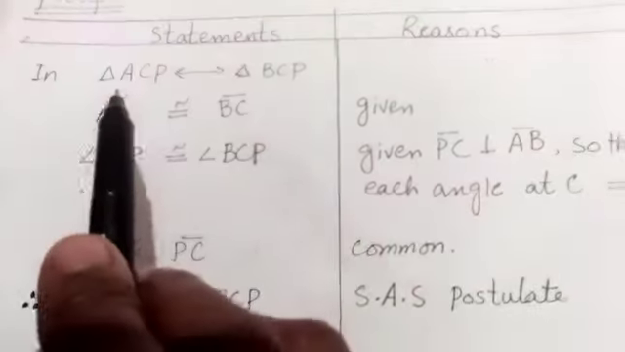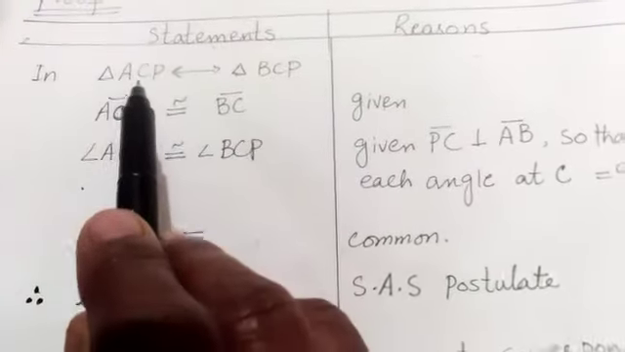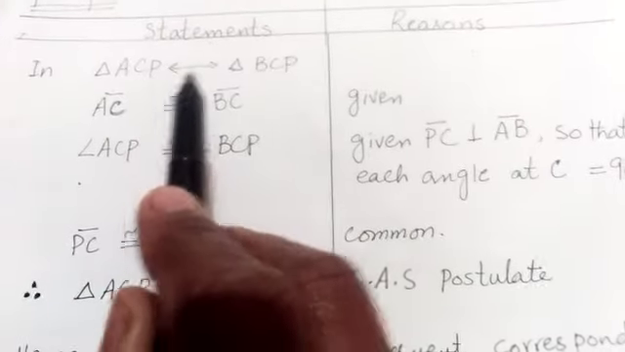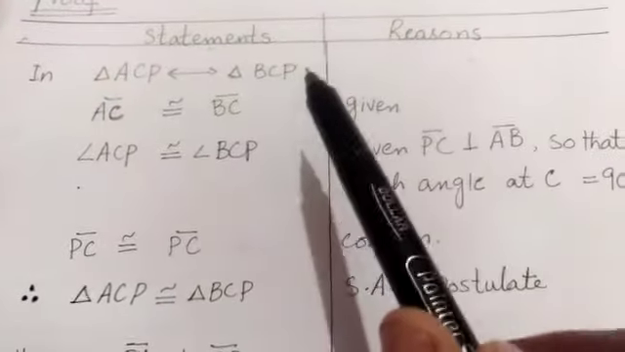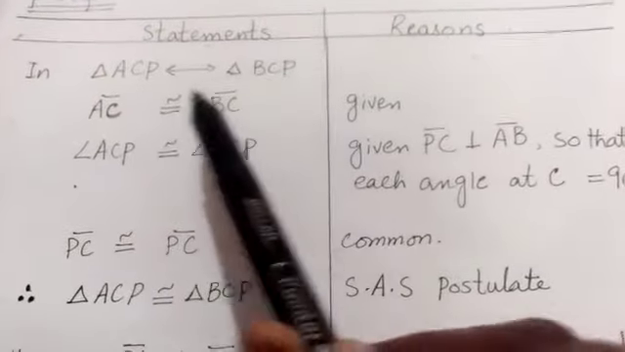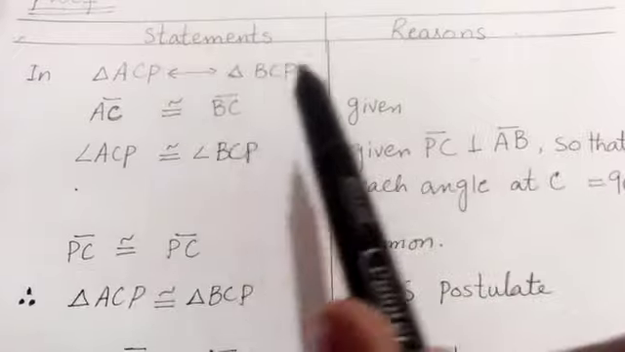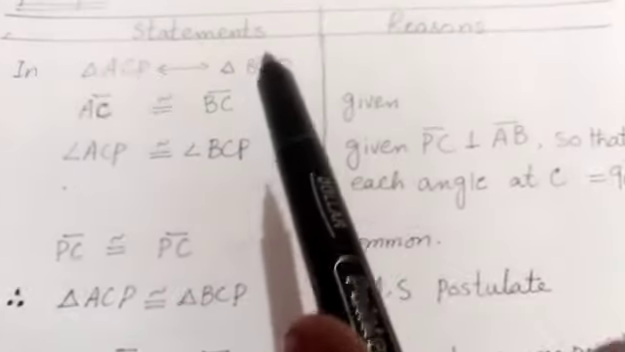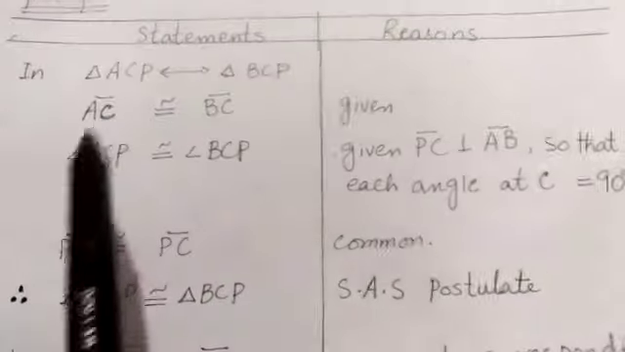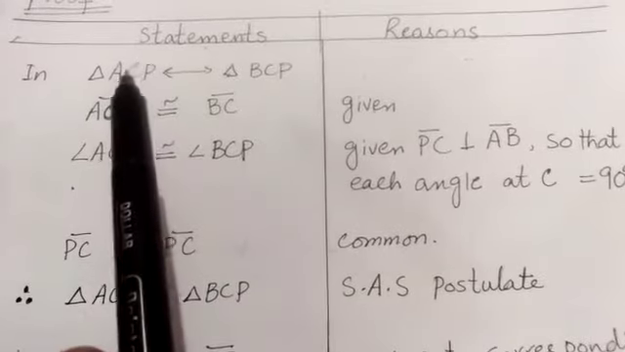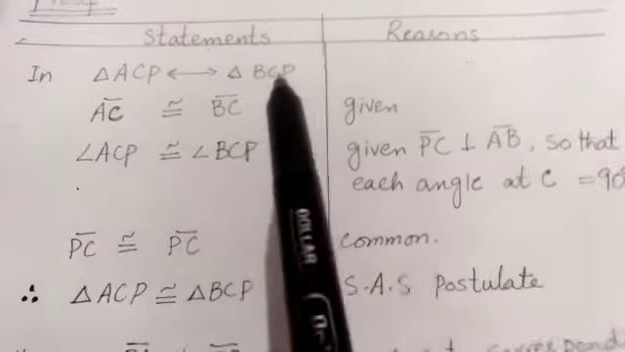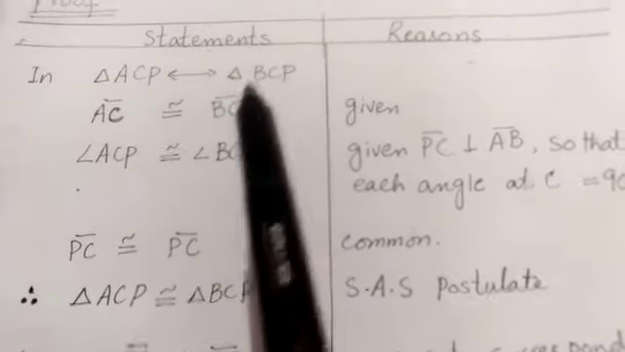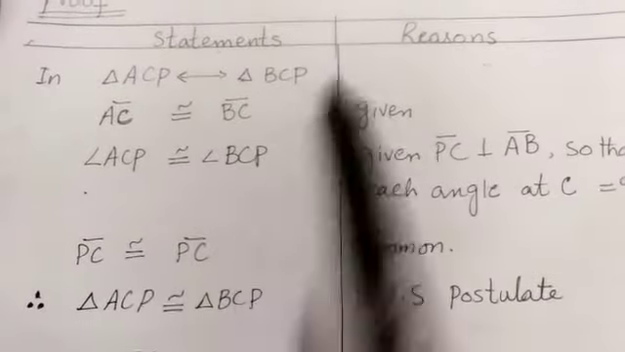So we write here triangle ACP is with correspondence to triangle BCP. There is no reason because this is only a comparison, so it has no reason. Now we will write the sides and angles of this triangle below this, and sides and angles of this triangle below this.